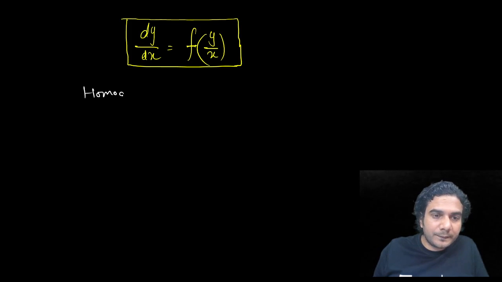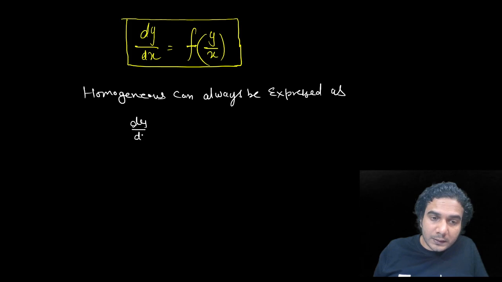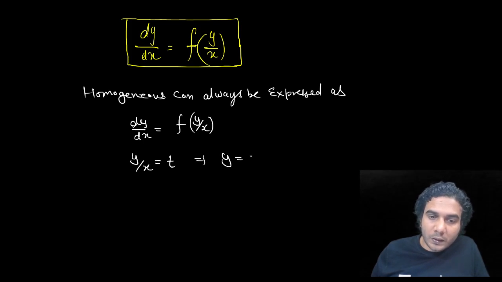A homogeneous equation can always be expressed as dy by dx is equal to f of y upon x. So how to solve it? To solve it, you need to put y upon x is equal to t. That means y is equal to xt. All right, y is equal to xt.